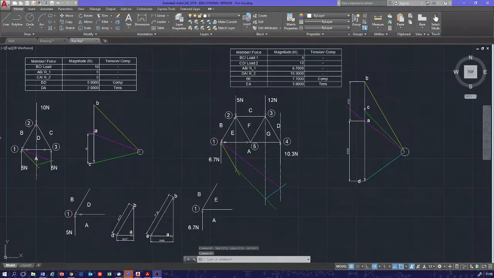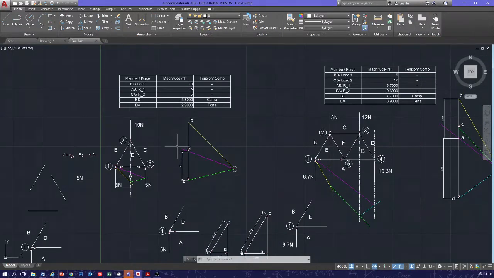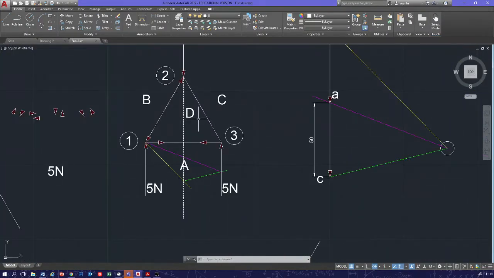So there you can see we've filled in our table. So BD is 5.8 newtons in compression, and DA is 2.9 newtons and is in tension. So now we need to find out the remaining members. So for this frame, it's fairly simple because we've only got one frame left.